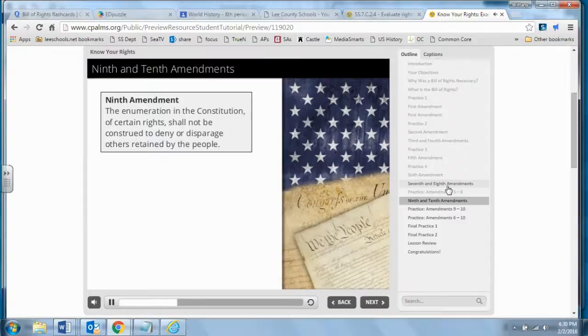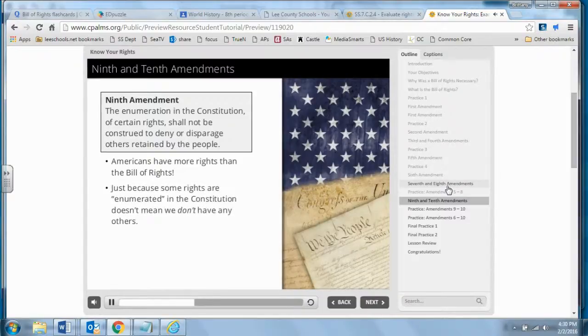In other words, the American people have more rights than just those listed in the Bill of Rights. And just because certain rights are enumerated, or listed, in the Constitution, doesn't mean the people don't have any other rights. These might include the right to marry, to vote, to get an education.